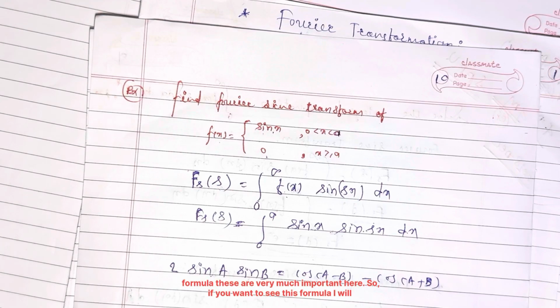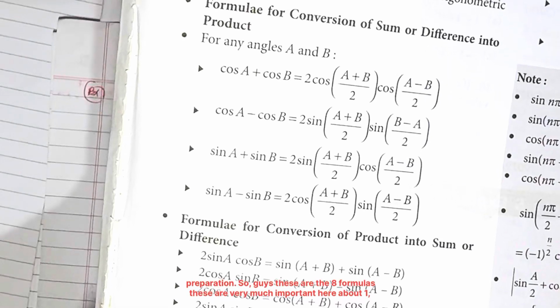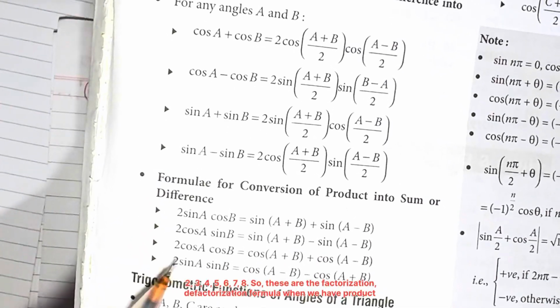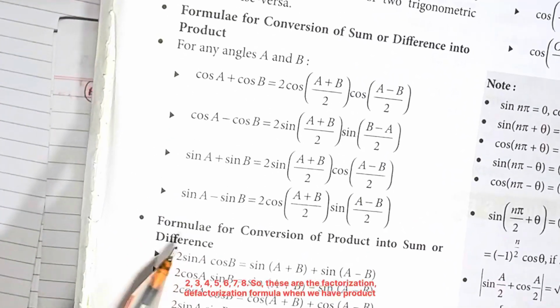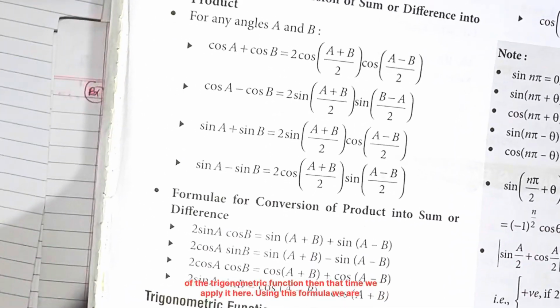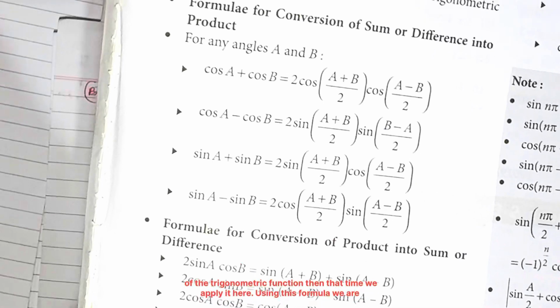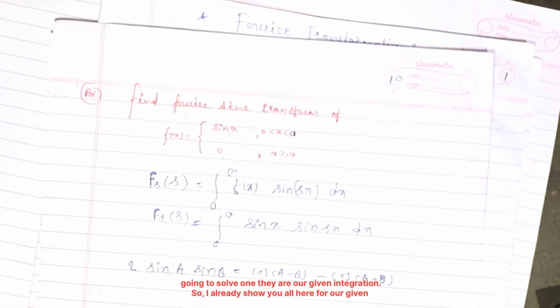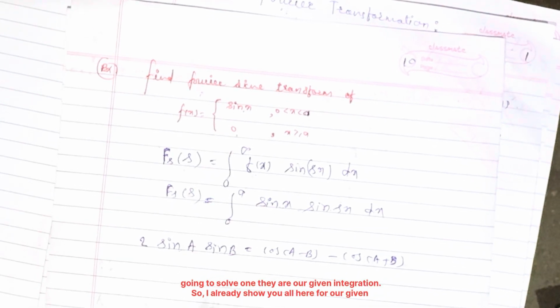If you want to see these formulas, I will show you the factorization defactorization formulas here. Note them down and keep them for your preparation. These are the 8 formulas, 1 2 3 4 5 6 7 8, and they are very important. When we have a product of trigonometric functions, we apply them. Using these formulas we are going to solve our given integration.